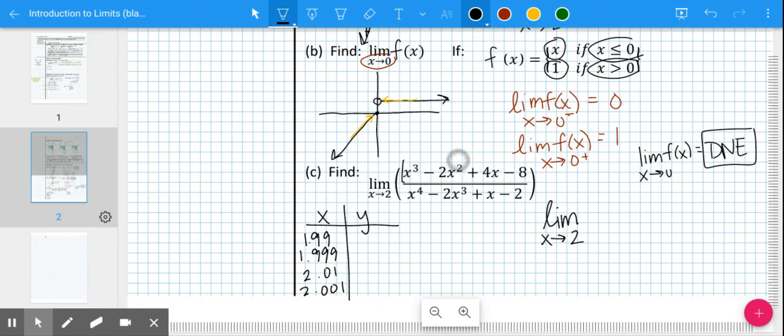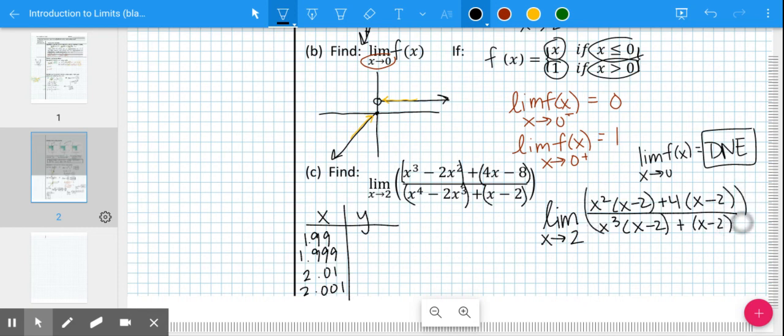You're going to do that by factor by grouping on top. So if you factor out an x squared, you have an x minus 2. And if you factor out a 4, you have another x minus 2. You're going to also factor by grouping on the bottom. So if you factor out an x cubed, you have an x minus 2. And then if you factor out nothing, you have an x minus 2. Make sure you're strong with your factor by grouping.